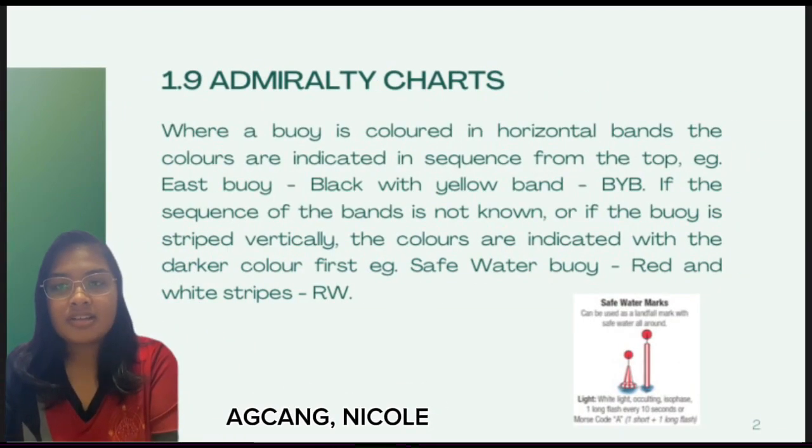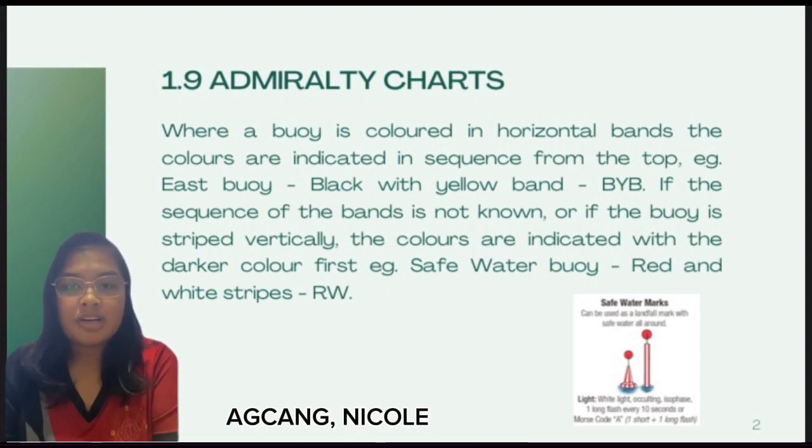Where a buoy is colored in horizontal bands, the colors are indicated in sequence from the top. Example, East Buoy, black with yellow band, or BYB. If the sequence of the bands is not known, or if the buoy is striped vertically, the colors are indicated with the darker color first, example Safe Water Buoy, red and white stripes or RW.